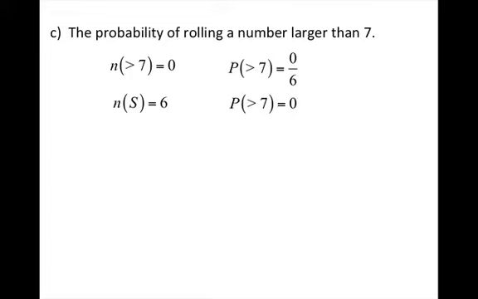Let's look at the next example. The probability of rolling a number larger than 7. Well, there are no numbers larger than 7, so the number of ways that can happen is 0. The number in our sample space was 6, so the probability of rolling a number greater than 7 is 0 out of 6, which is just 0. If you remember from earlier, we said if the probability equals 0, the event will never happen. And if you're rolling a die, you'll never roll a 7. That will never happen. So we knew from the beginning the probability would be 0.